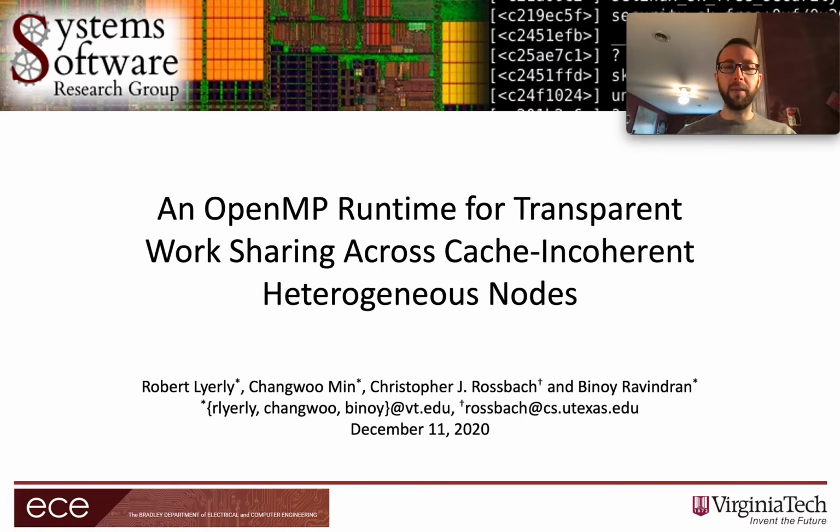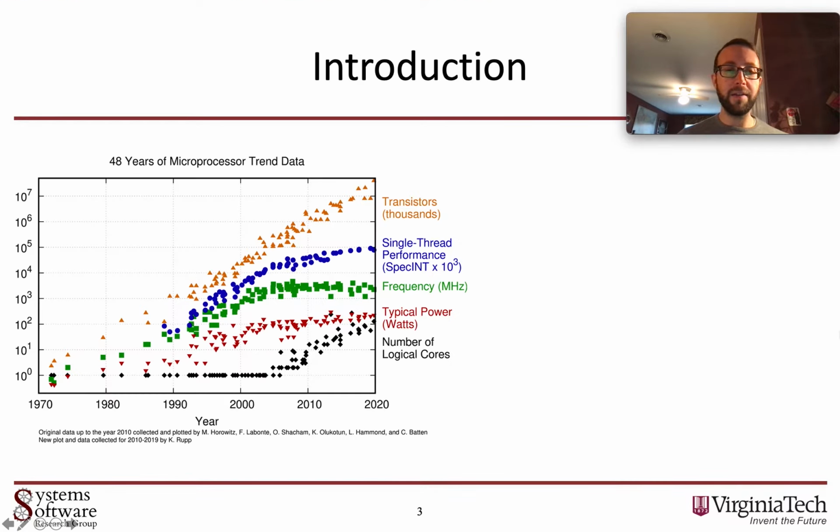Hi, my name is Rob Lyerly, and I'll be presenting the work in OpenMP Runtime for transparent work sharing across cache-incoherent heterogeneous nodes. This work was done with my co-authors Changwoo, Christopher J. Rossbach, and Binoy Ravindran.